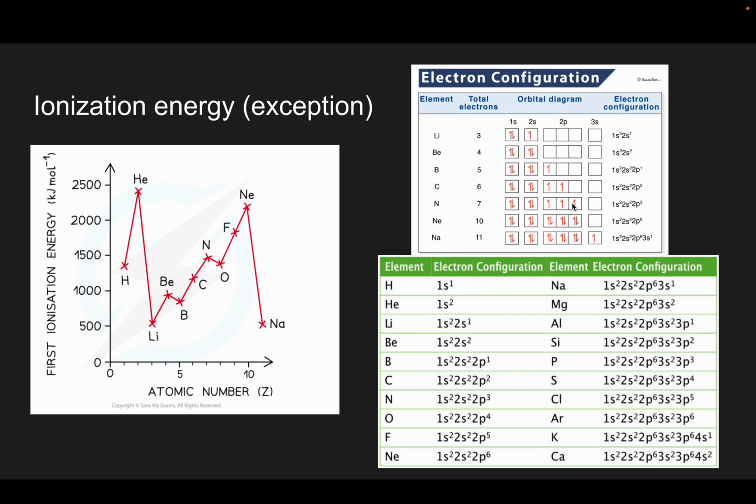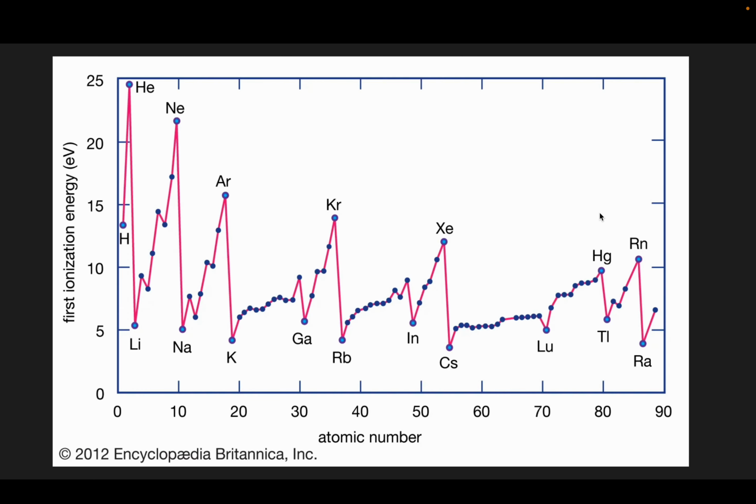So yeah, it might be a little bit difficult to understand, but the thing that you have to know is that it's easier to pull out an electron when it is paired, while the others are not, than when they are all alone in one sublevel, like 2p. And here you can see this diagram with more elements.